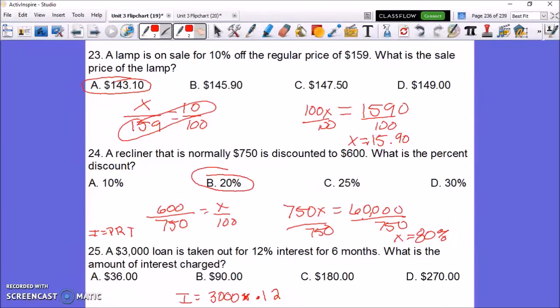And then 6 months. It has to be in the form of a year, and 6 is half of 12. So I'll do 6 over 12, because there's 12 months in a year, and that is equal to 1/2. So times 1/2. And then you're going to multiply all of these together. You can convert 1/2 into a decimal, which would be 0.5, because 1 divided by 2 is 0.5. So 3,000 times 0.12 times 0.5 gives us $180. So the answer is C.